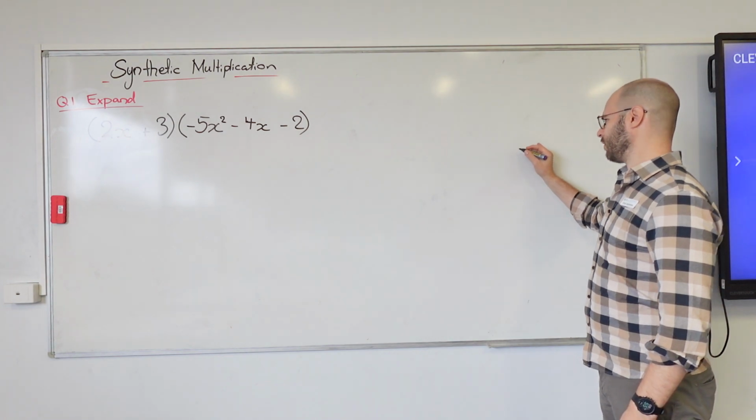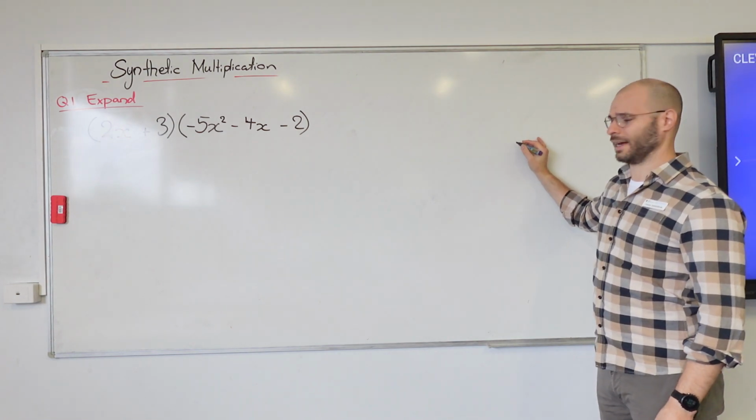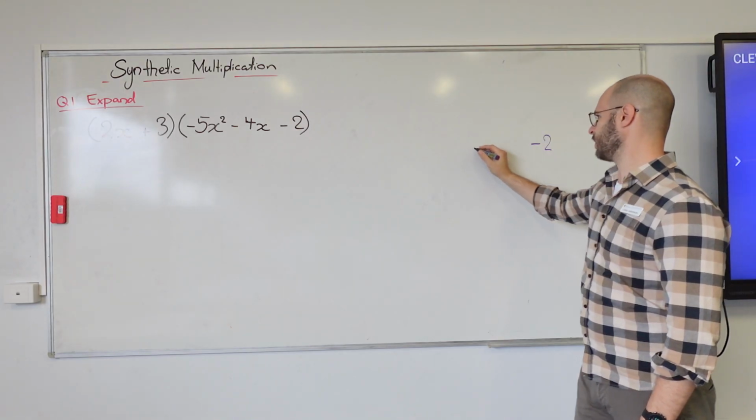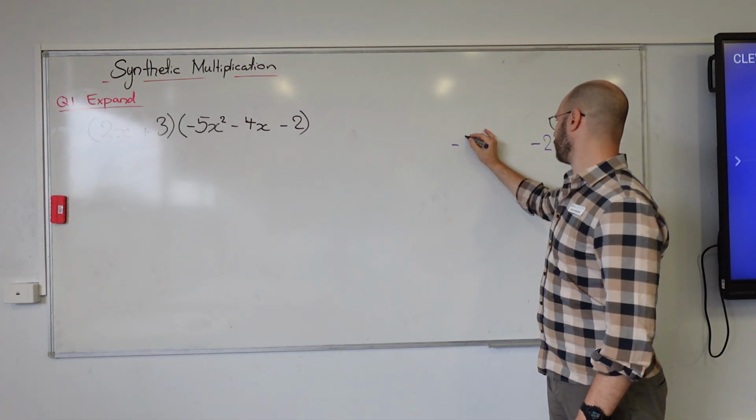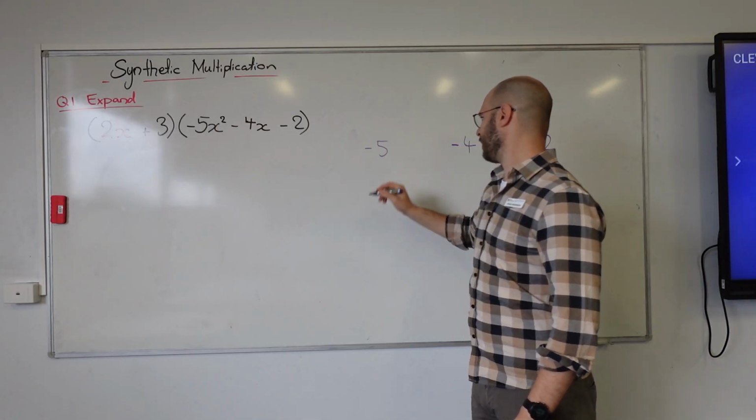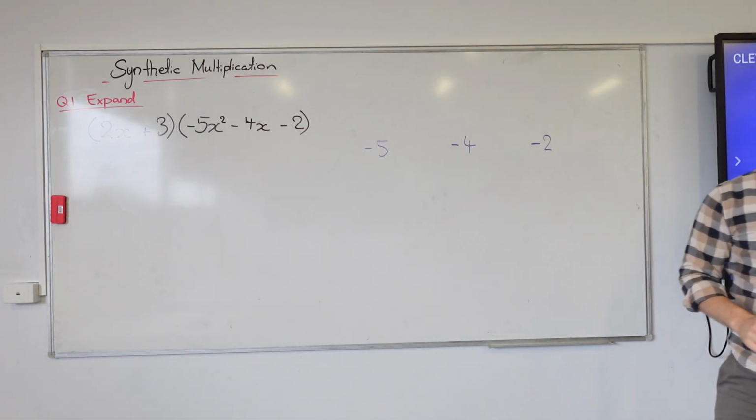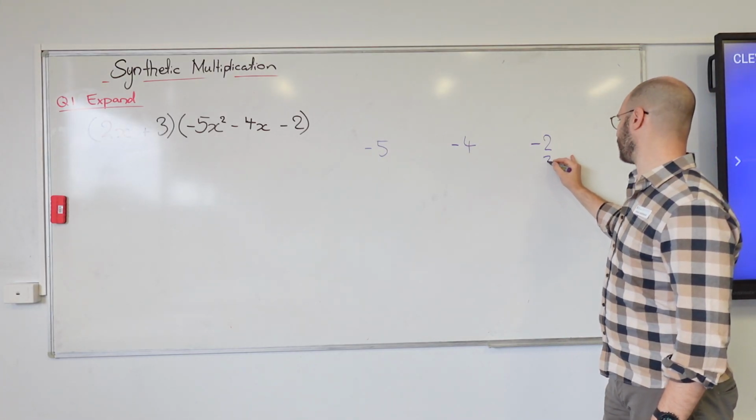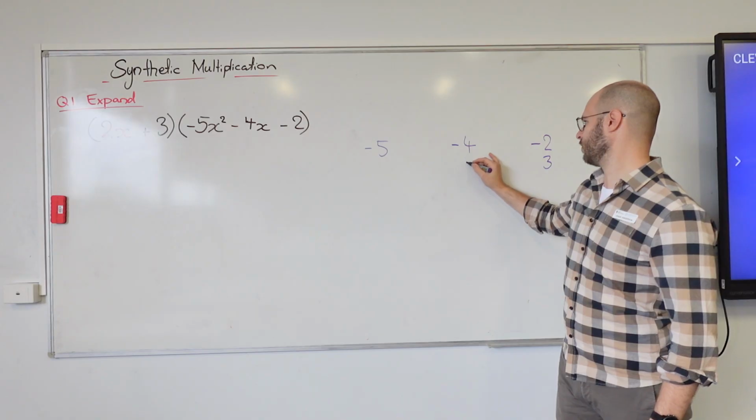I'm going to start off on the right hand side of my board for extra space, and I'm going to write −2, then −4, and then −5. Basically I'm writing all of my coefficients. Next I'm going to get the other one, and I'm going to write 3, and then 2.